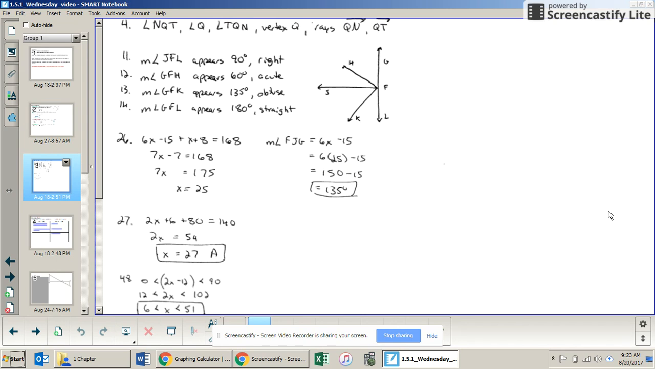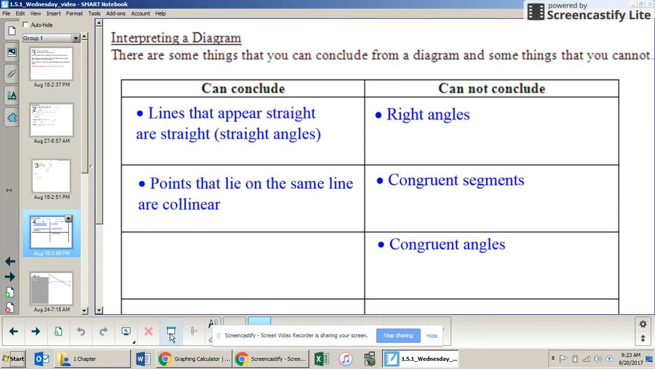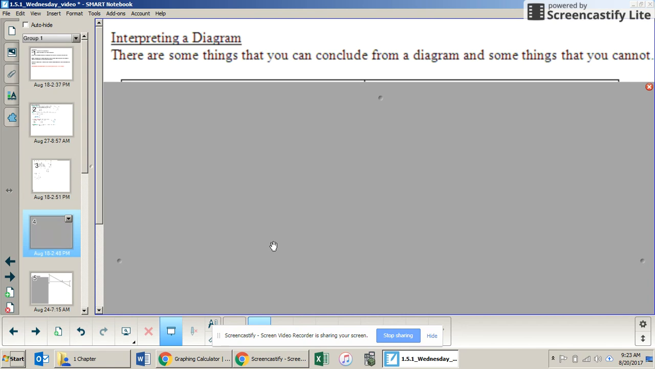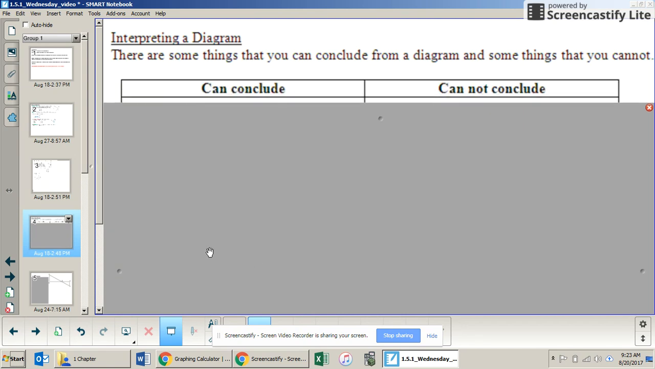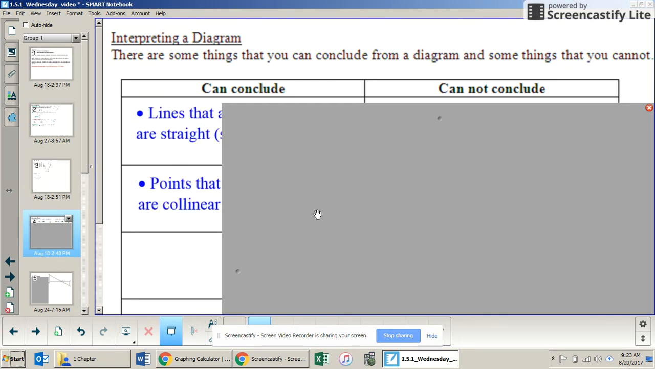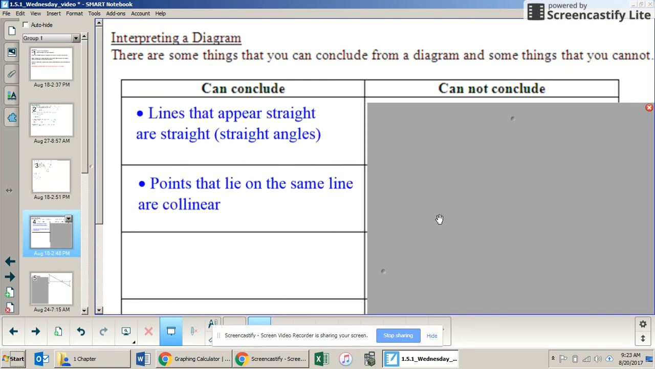So we're going to start today with what we can and cannot assume from a diagram. On this next frame here, there are some things that we can conclude from a diagram just by looking at it, and some things that we can't. Let's start off with things that we can conclude.